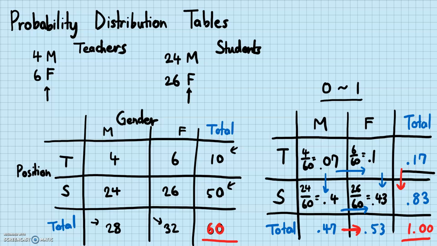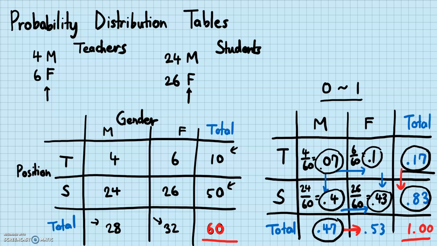Okay, so what can we learn from this probability distribution table? We can learn that male teachers are about 0.07 or 7% of the whole school. Female teachers are 0.1 or 10% of the whole school. Male students consist about 40%, and female students about 43%. The total number of teachers, or the teachers, are about 17% of the total. We did this before, actually. We had this information before. And 83% are students, 47% are male, and 53% are female.